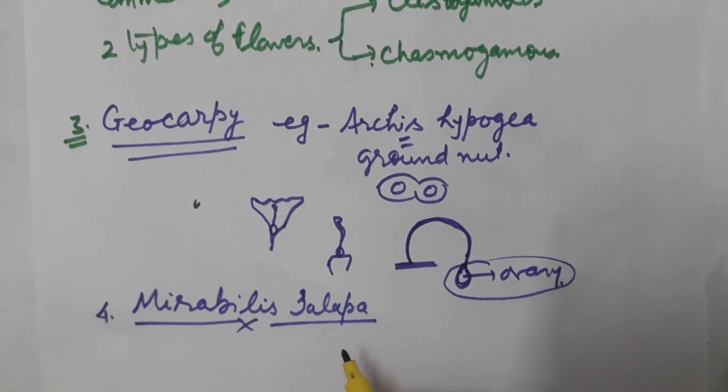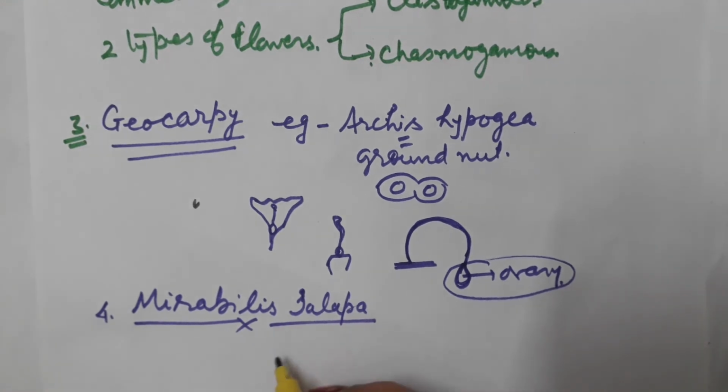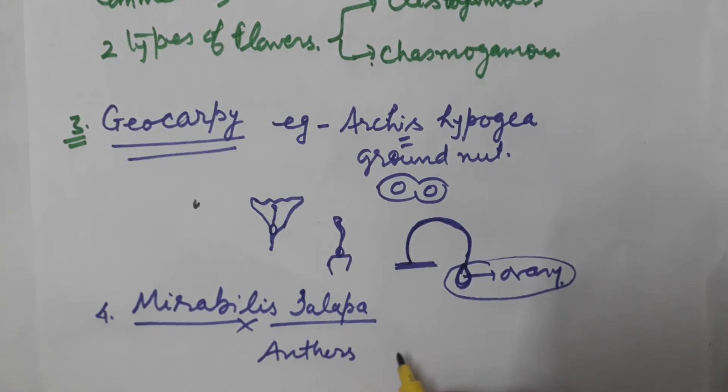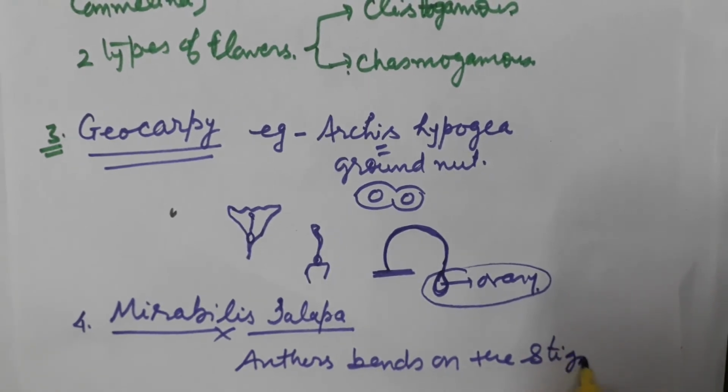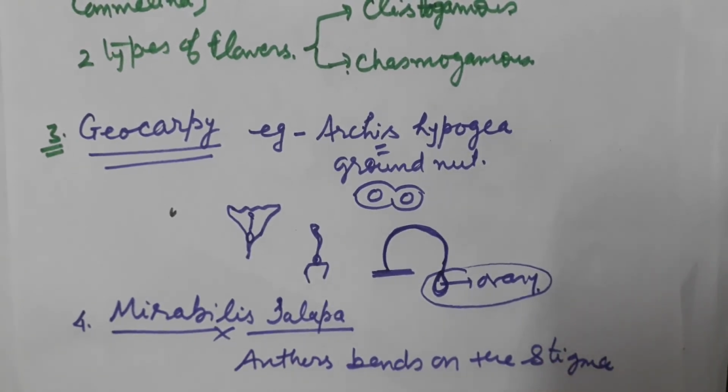What we observe in case of Mirabilis jalapa is that the anthers bend on the stigma on maturity and favor self-pollination.